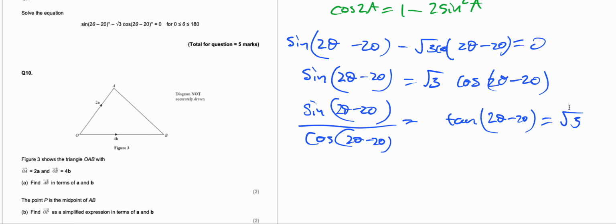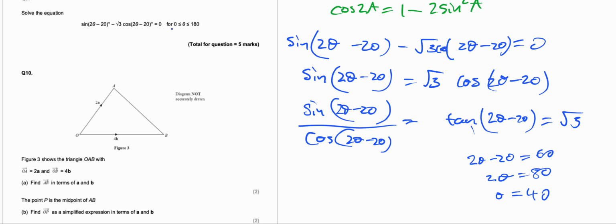So you do shift tan of root 3. So make sure your calculator is in radians mode. I'm just doing that now. Shift tan root 3. It should give you pi over 3. Oh, wait, this is in degrees actually, so you need to be in degree mode. So that's going to be 60. So 2 theta minus 20 is 60. So 2 theta is 80. So theta equals 40. So we need to check, are there any other solutions?